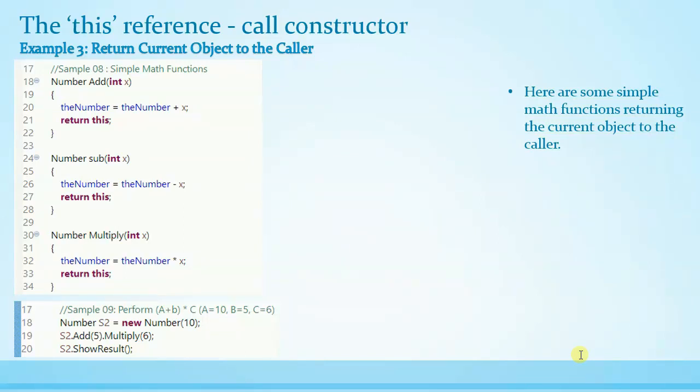So at line 18, we are actually constructing the object, and the object will have initialized its internal member to 10. So this 10 is actually considered as a. Then at line 19, if you see, we are calling our first method s2.add, and we are passing a number 5 to it. So now this will perform the operation a plus b.